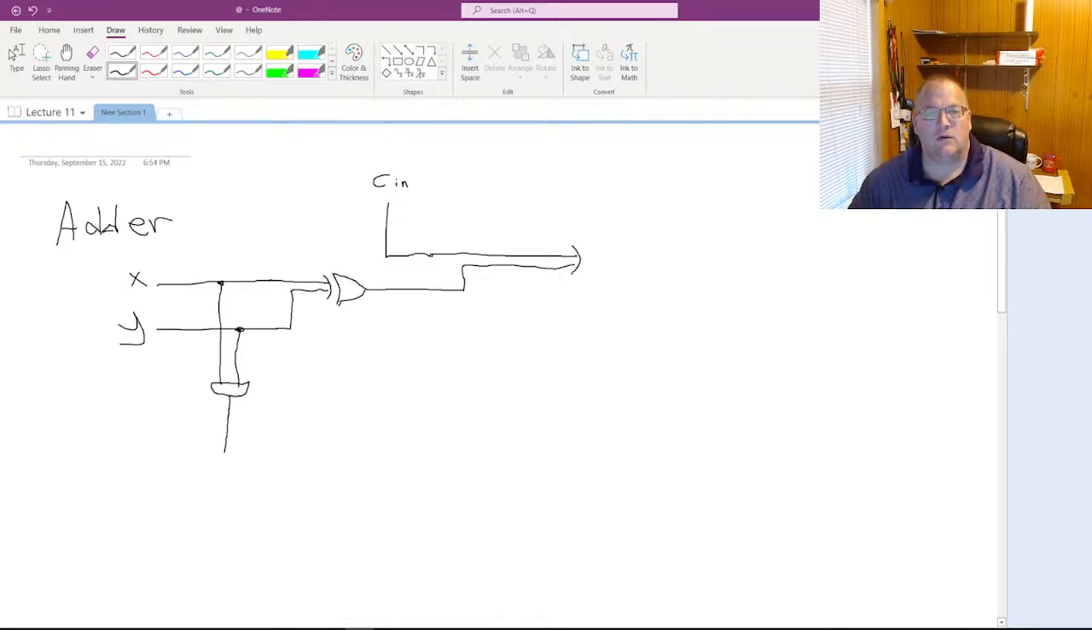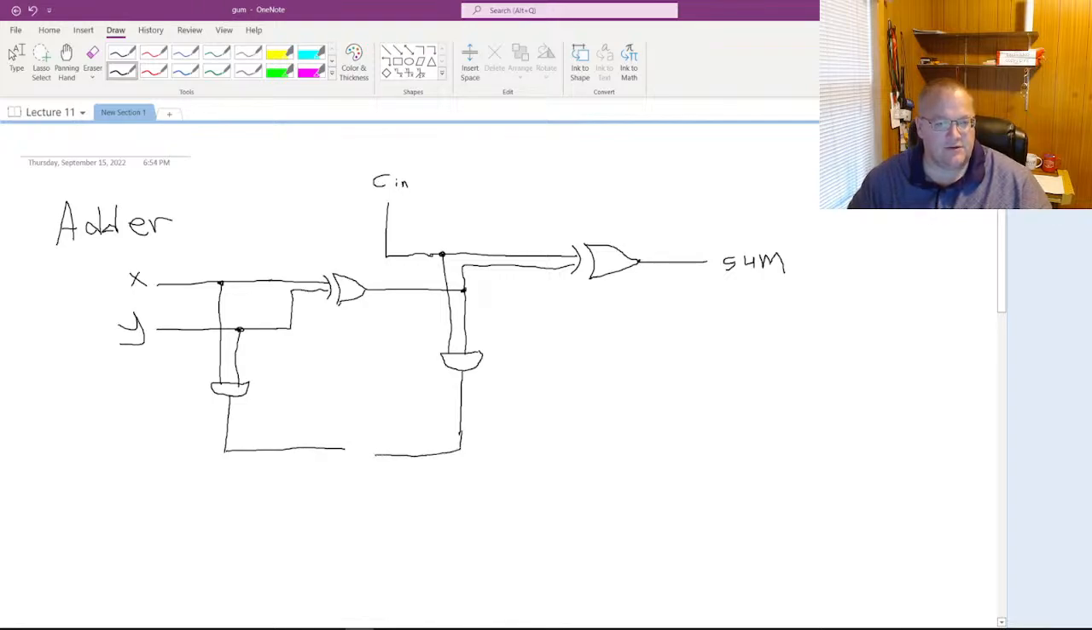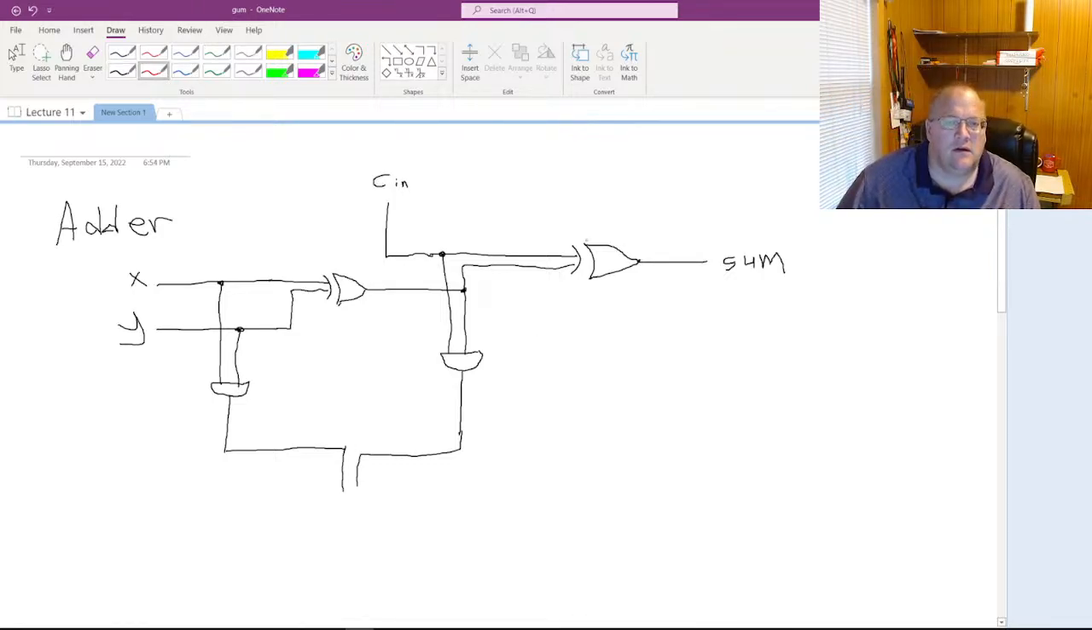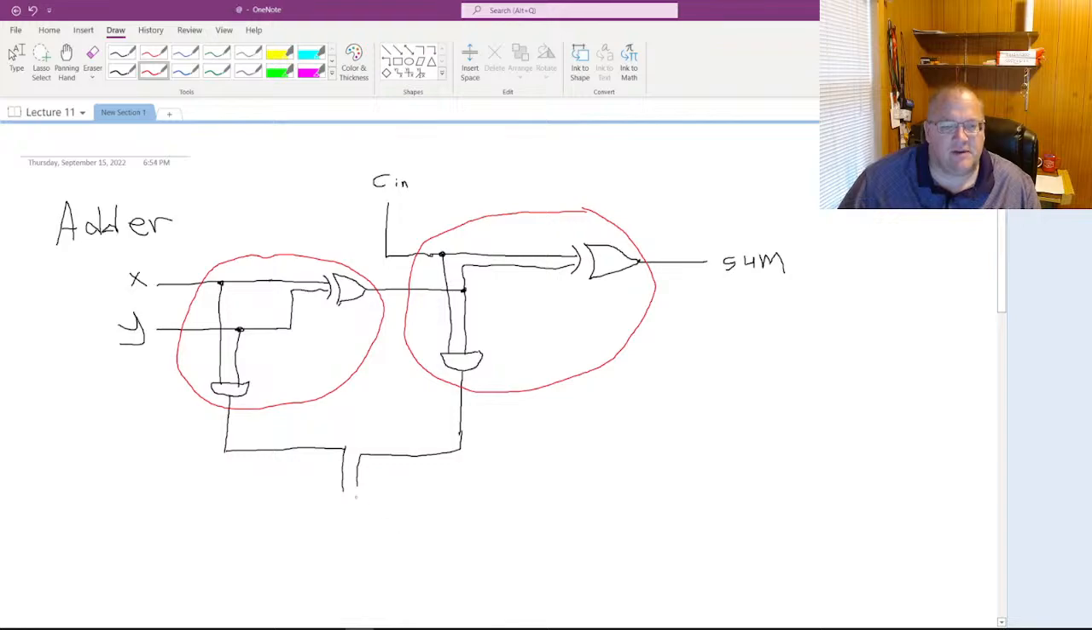Okay, so we're going to call this the sum. I'm going to do an AND on this. And then what I need to do, so here's the good news. What kind of a gate do I need here? Let's think about this for a second, because we do have to combine these two. We see one half adder here and another half adder here. There needs to be something to unite them.